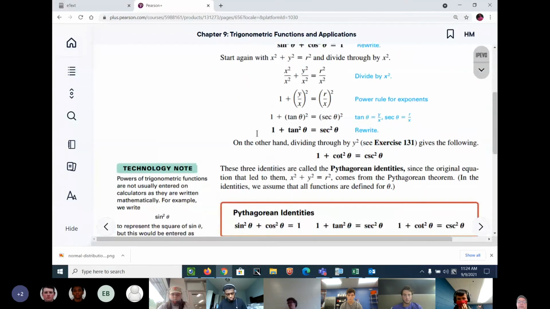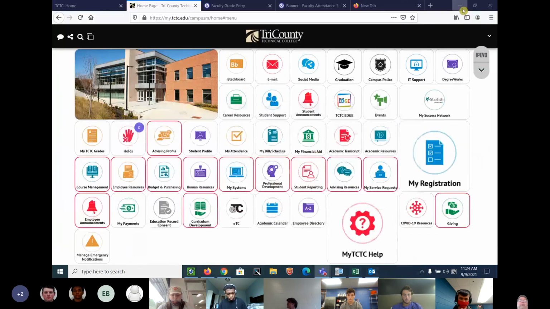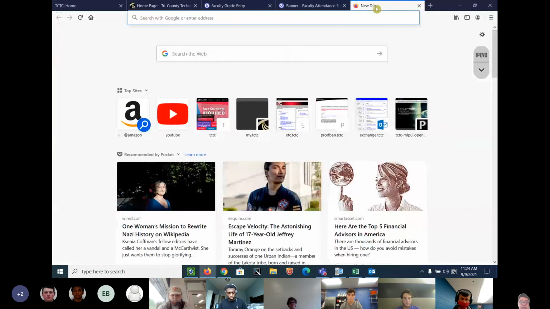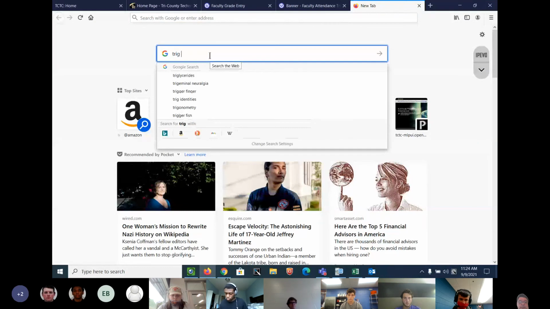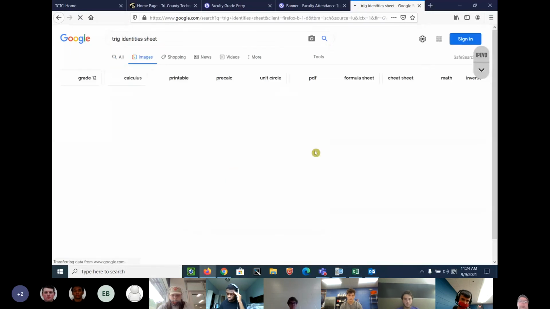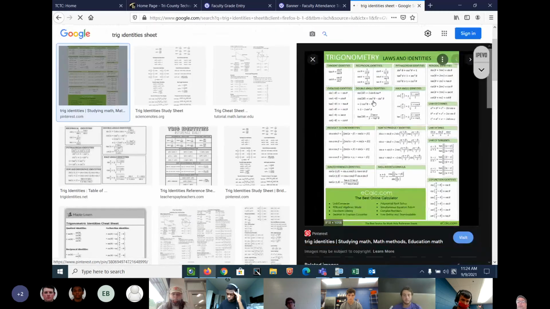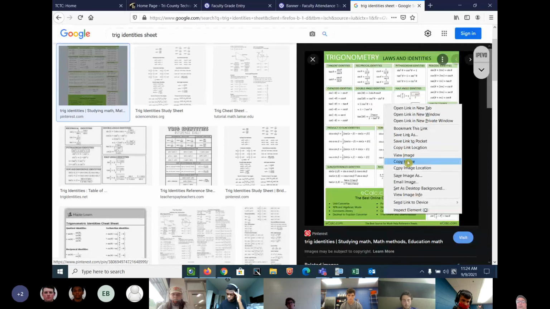Okay, Pythagorean identities. All right, well, let me go ahead and get that to you. I'll look that up right now so I can get it to you. Trig Identities. Trig Identity sheet. I usually use this green one. That's the one I usually use. So I'm going to send it to you. And I'm just going to send the copy, and then you can put it on whatever you want to.